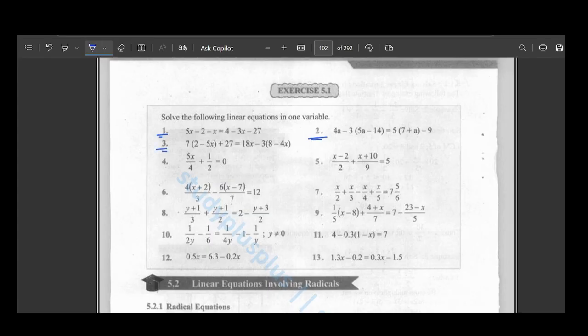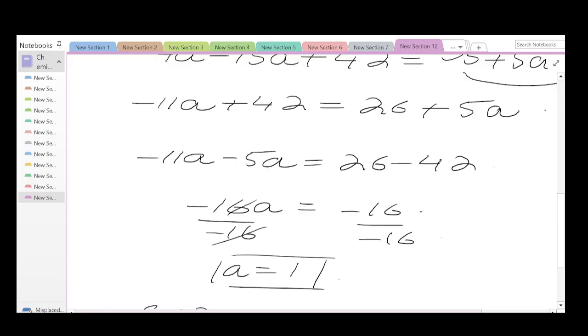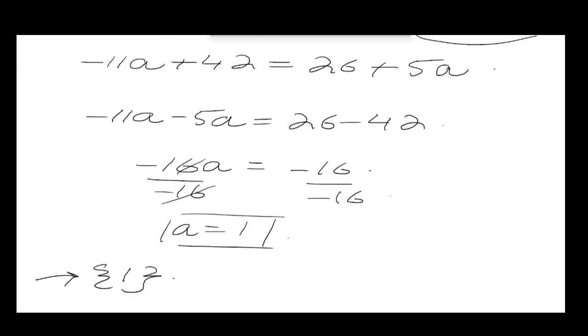Here we have 7 bracket 2 minus 5x added with 27 is equal to 18x minus 3 multiplied with 8 minus 4x. So first we will multiply 7 with the first and the second term, and then we will multiply negative 3 with the first and the second, and then we will just arrange them. So let's write the expression for question number 3 right here.